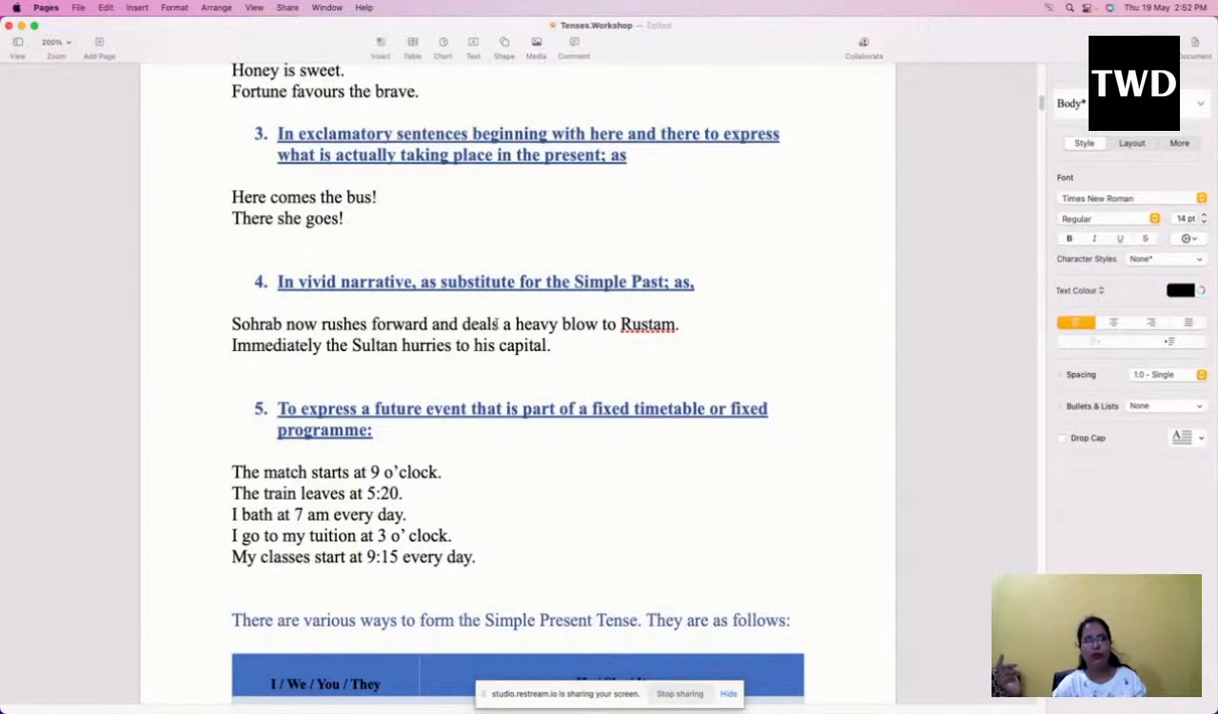Here comes the bus. You're waiting for your best friend. Here comes my best friend. There she goes. Okay. Then sometimes you do narration about some kind of stories or events. Those kinds of narrations also come under simple present tense, like Sohrab now rushes forward and deals a heavy blow to Rustam. So something which is going on in the present and you are narrating it, showing that the action is going on right now, but you are using simple present tense, right?